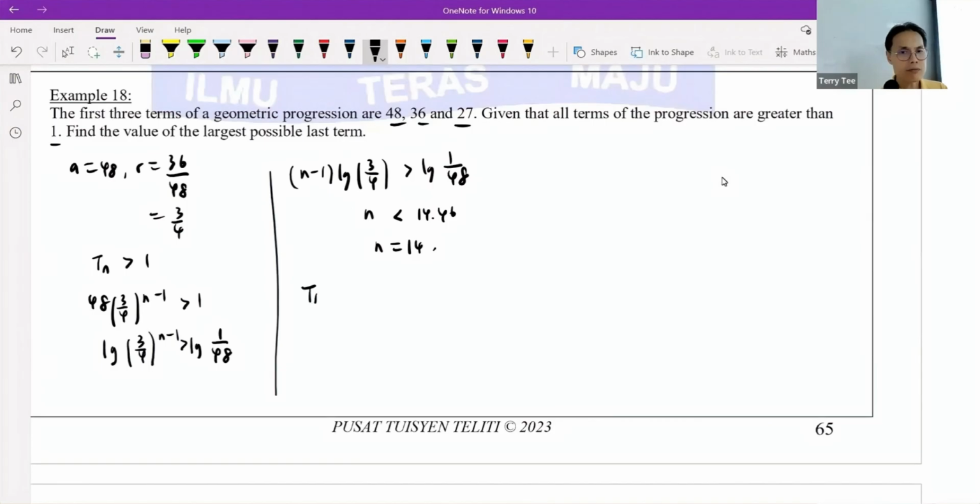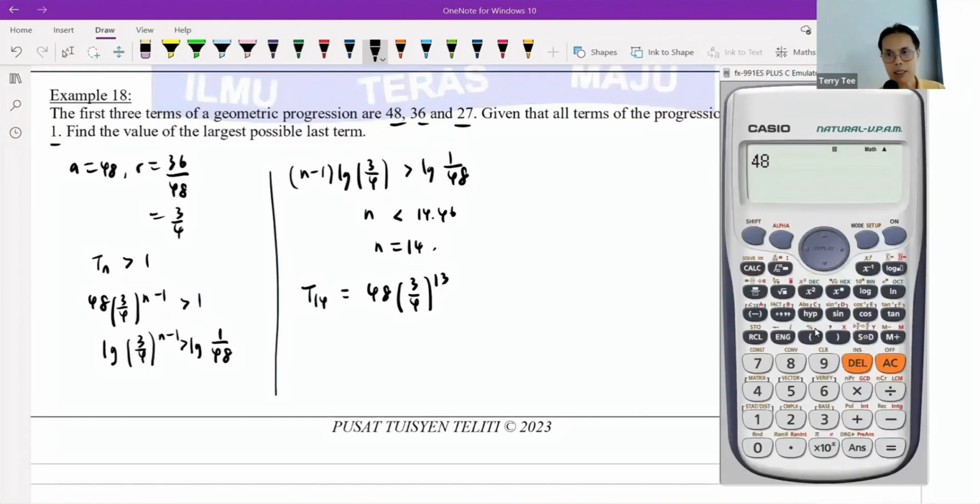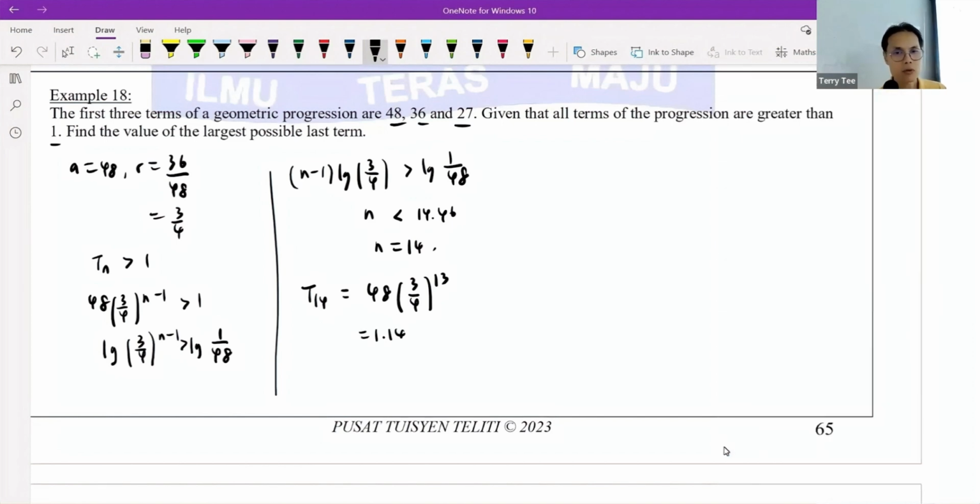So what is your T14? You want to find the value of your last term. So the value of the largest possible last term: your A is 48, your R is 3 over 4, 14 minus 1 is 13. Okay, this answer is probably a bit ugly. 3 over 4 to the power 13. You should get 1.140.